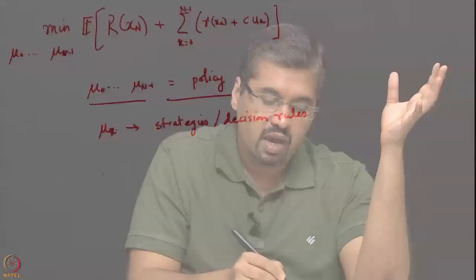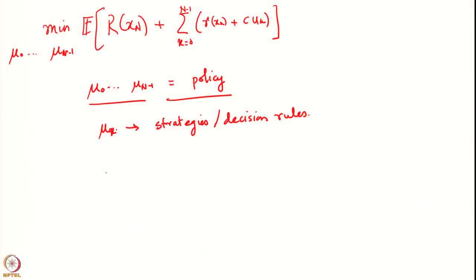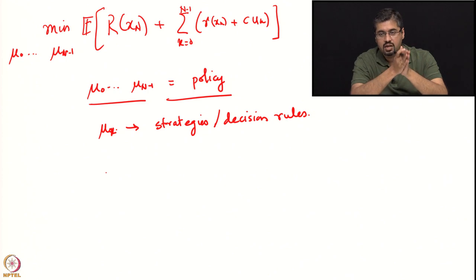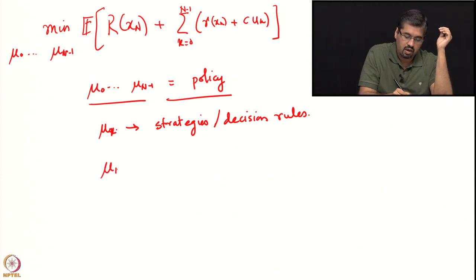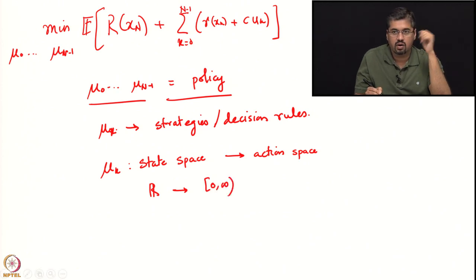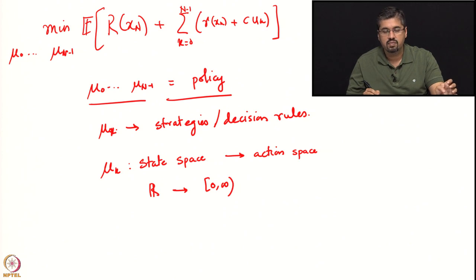So the strategy mu k is a function that will map the state at time k to the action at time k. So the strategy is a function from the state space to the action space. In our case, the state space is the real line, and the action space, since we can only order non-negative quantities, is 0 to infinity. As a consequence, the problem, which was earlier about just choosing quantities, has now become about choosing functions, functions from the real line to 0 to infinity, right.